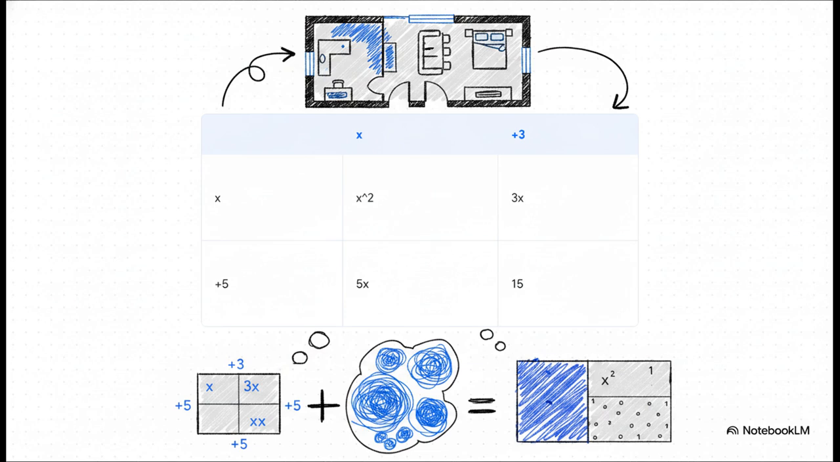So x times x is x squared, 3 times x is 3x, 5 times x is 5x, and 3 times 5 is 15. Finally, we just combine our like terms from the middle, the 3x and the 5x, to get our final expanded floor plan, x squared plus 8x plus 15.